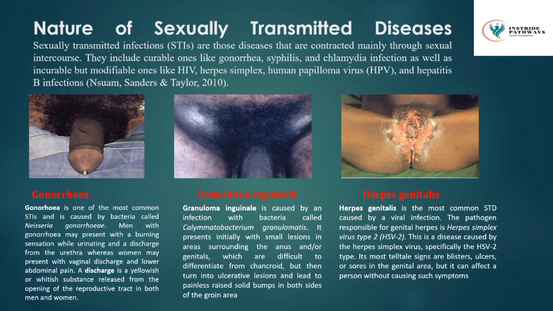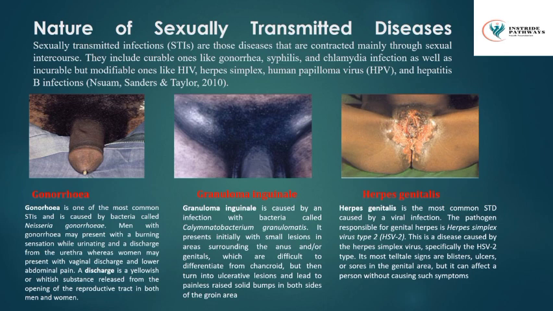Then if you look at the third figure here, you see a female reproductive organ being destroyed. You see the vaginal area going to the anus is destroyed, and you can't see anything there. So this one is called herpes genitalis. Herpes genitalis is the most common STD caused by viral infection. The pathogen responsible for genital herpes is herpes simplex virus type 2.